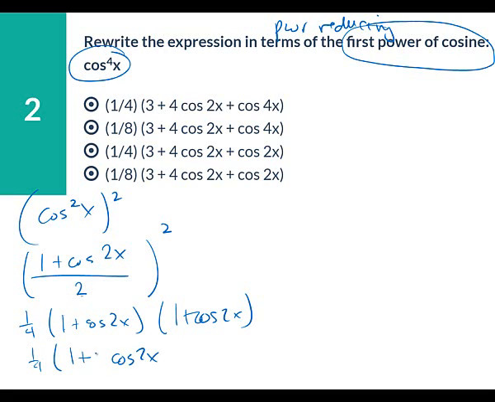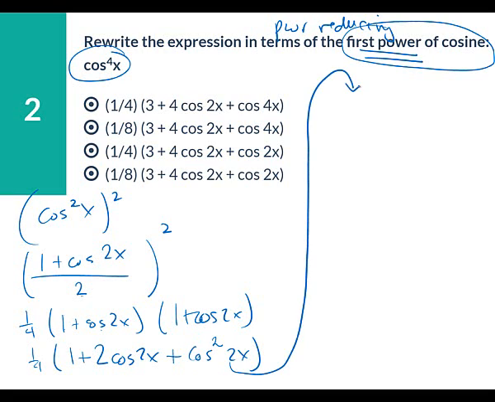Cosine 2x, how many of those am I going to have? 2. All right, and then cosine 2x times cosine 2x is cosine squared 2x. Have I reduced it to the first power of cosine? No, there's still a power of 2 of cosine in there, so now I need to replace that. This is where it gets kind of ugly. I'm going to move it up to the top here.